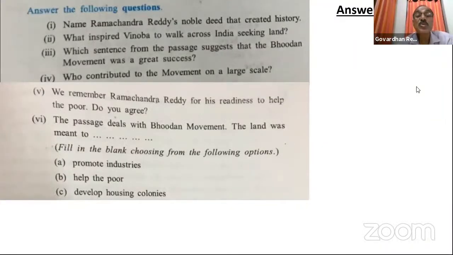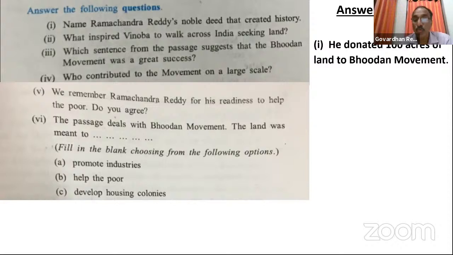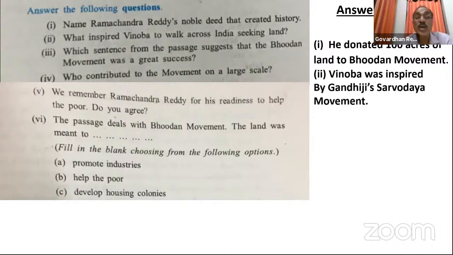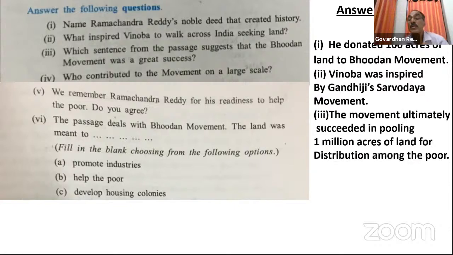Name Ramchandra Reddy's noble deed that created history. He donated 100 acres of land to the Bhudan movement. Next, what inspired Vinoba to walk across India seeking land? He was inspired by the Sarvodaya movement of Gandhiji. Next, who contributed to the movement on a large scale? The movement ultimately succeeded in pooling 1 million acres of land for distribution among the poor. Actually, I think the answer is written wrongly. You'll have to correct it and find out the correct answer.